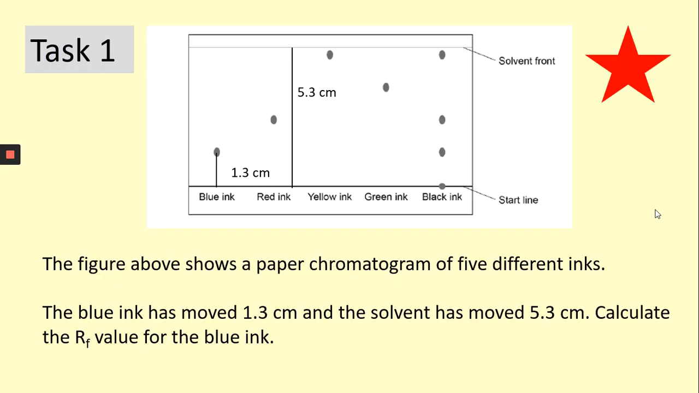So your first task is to look at this picture, and it says the figure above shows a paper chromatogram of 5 different inks. The blue ink has moved 1.3 centimetres and the solvent has moved 5.3 centimetres. Calculate the RF value for the blue ink. Pause the video, have a go at this calculation, and then move on.